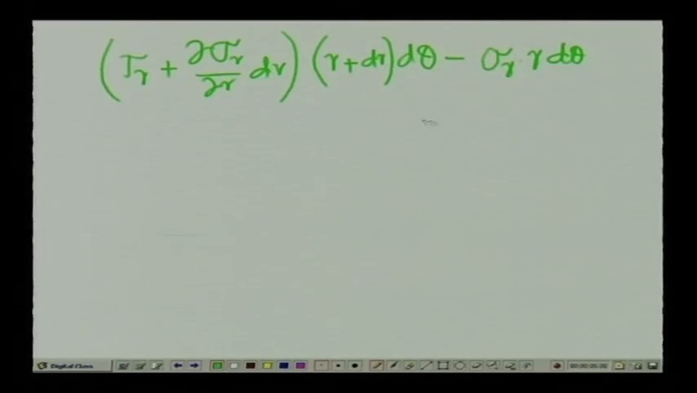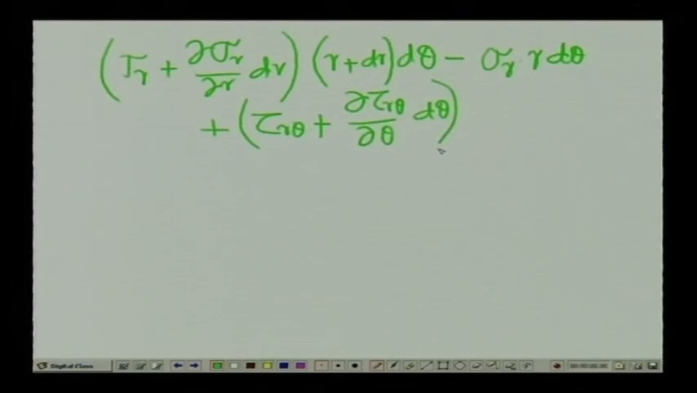Then the shearing forces which are acting on the theta plane are plus tau r theta plus del tau r theta del theta acting over the length d theta, and the area is dr, minus tau r theta over the area dr times 1.